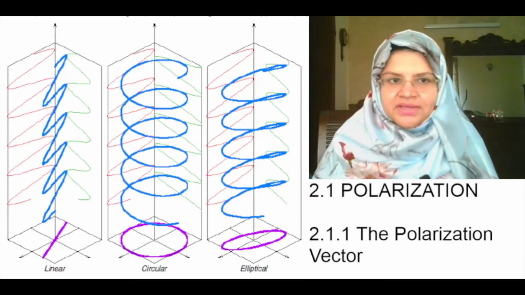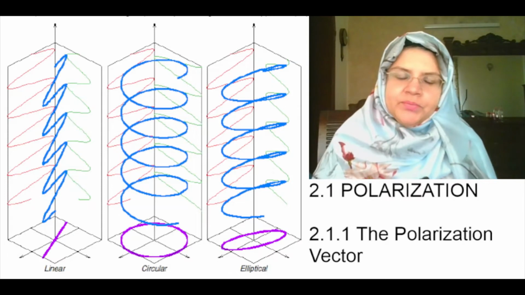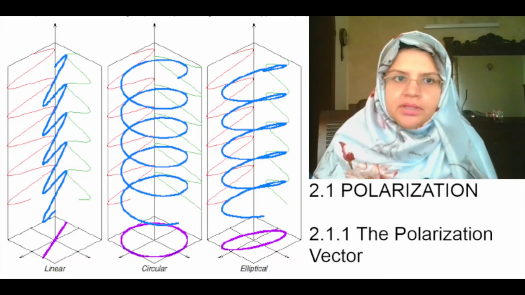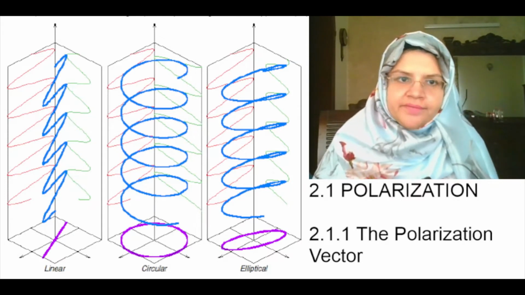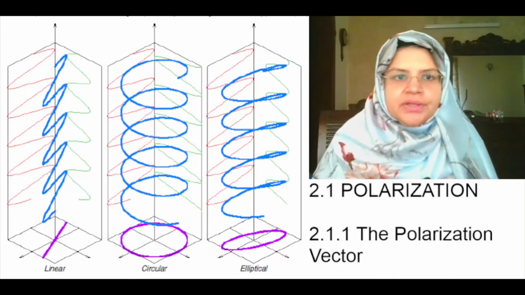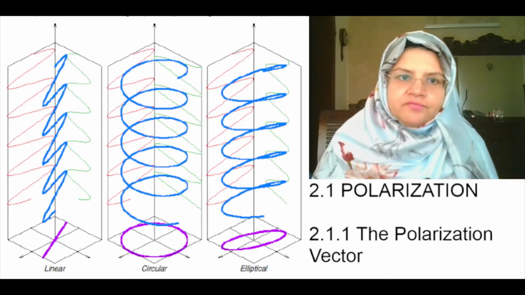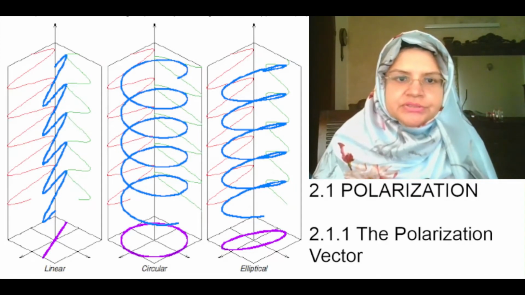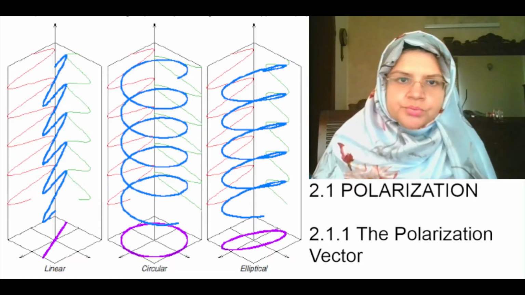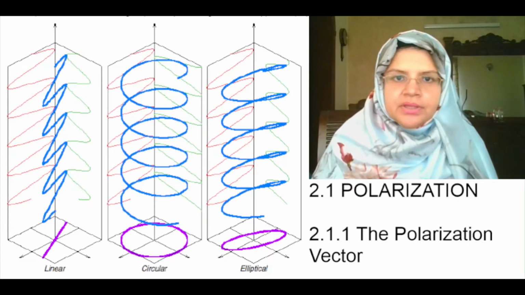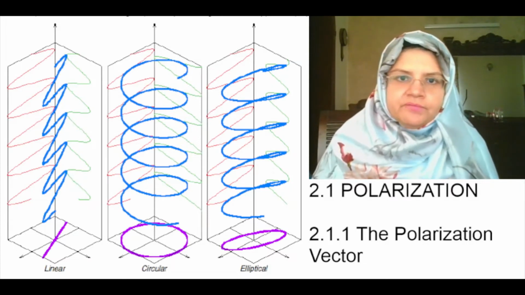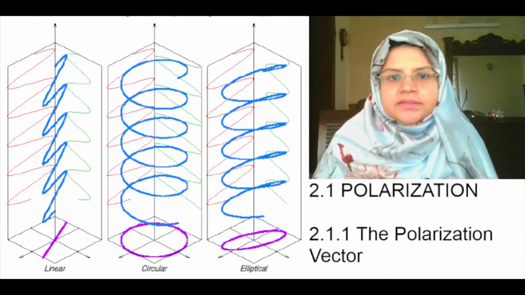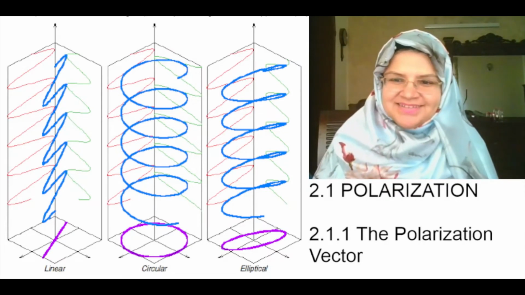I'm sorry I have taken this diagram from the internet, but it represents very clearly what's going on. If the two waves of electric field in the x direction and y direction are in phase, we get linear polarization. If one is a sine wave and the other is a cosine wave, we get circular polarization. And if there is a phase difference between them, for example 45 degrees, then it is elliptical polarization.